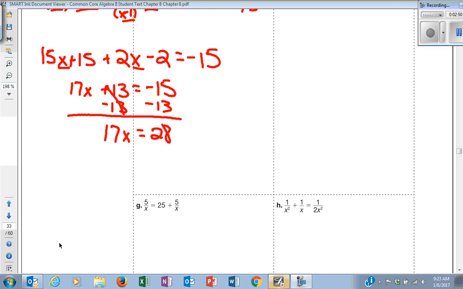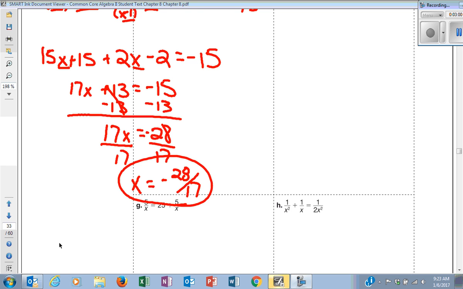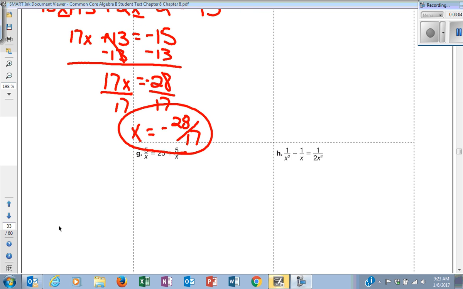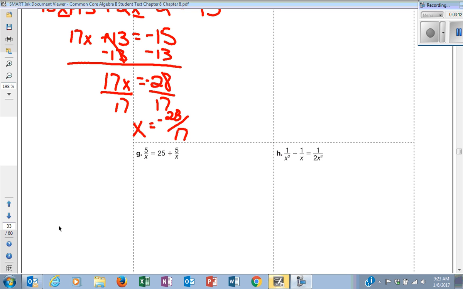I would then divide by 17, this would be a negative, divide by 17, and my answer would be x equals negative 28 over 17. And yes, I should check that, but since it's such a nasty number, I'm not going to go through that, and I probably would not give you something like that on the test. I would not give you a nasty number like that and expect you to check it in the amount of time that we have. So hopefully you understood that.